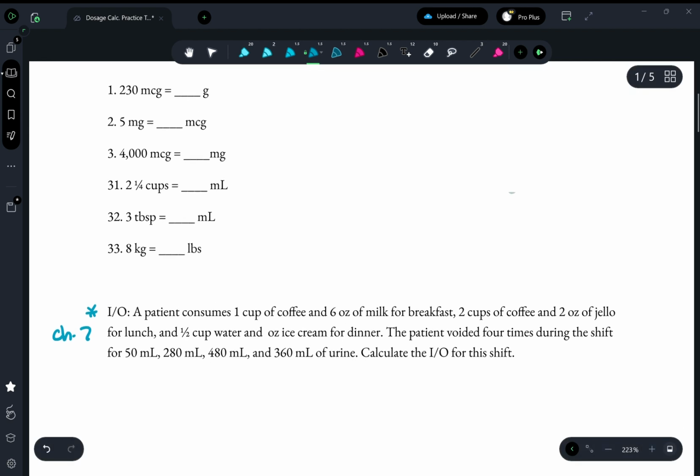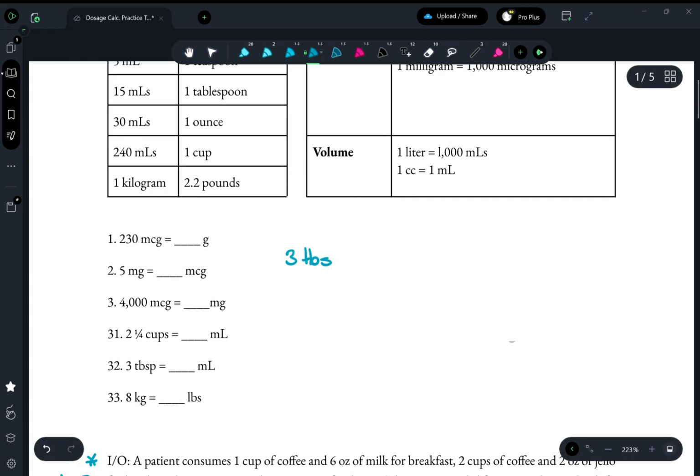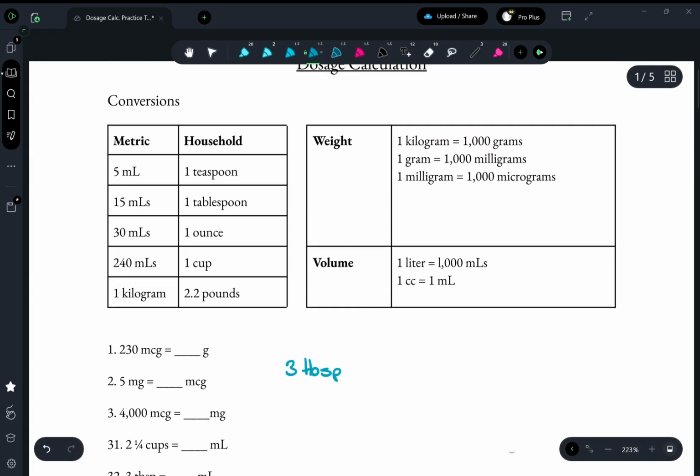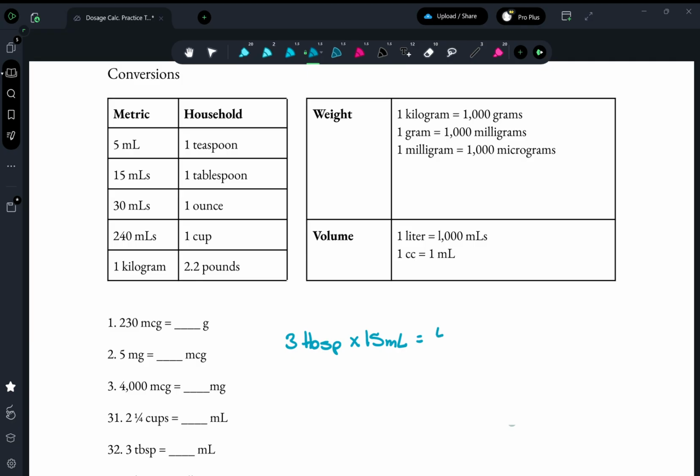Next question. So 3 tablespoons to mLs. Tablespoons. We can go up here and see 1 tablespoon is 15 mLs. So we'll just multiply by 15. And we'll get 45 mLs.